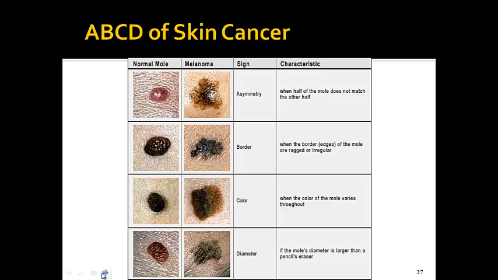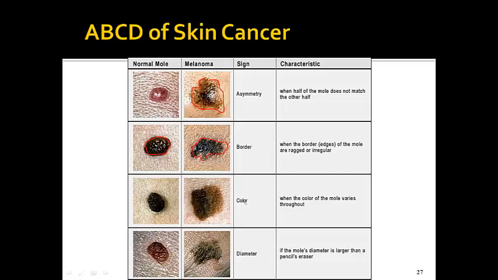So when you're taking a look at a mole, and normal moles are on the left side right here, you want to check for asymmetry, and you want to make sure that half of the mole matches the other half. In melanoma, you take a look here and you notice that there's asymmetry. You want to take a look at the border. If you have a tight border, nothing's irregular, that's a mole. Melanoma, you'll see that the border is ragged or irregular.